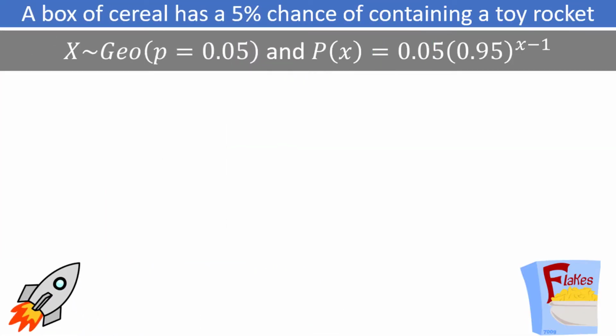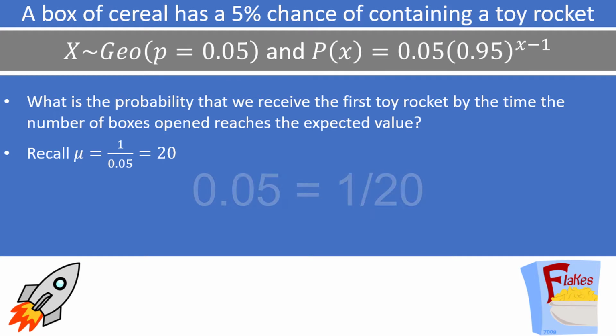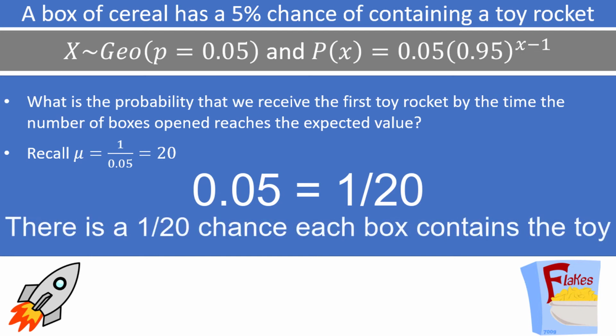Something I have always found fascinating about the geometric distribution is that the majority of the time, the first success will occur before the expected value. In our case, we might ask what the probability is that we receive the first toy rocket by the time the number of cereal boxes opened reaches the expected value. Recall that the mean, or expected value, is just 1 divided by p, or in our case, 1 divided by 0.05, or 20. The fraction form of 0.05 is 1 over 20, which tells us that there is a 1 in 20 chance of getting the toy rocket in any single box of cereal.